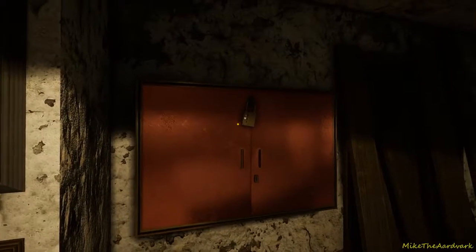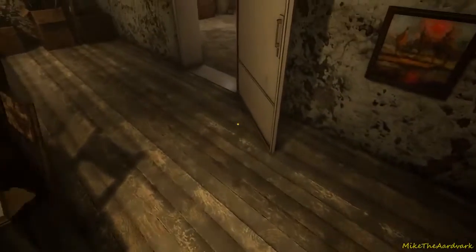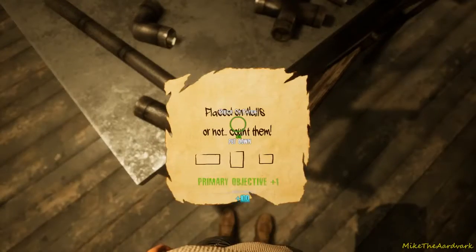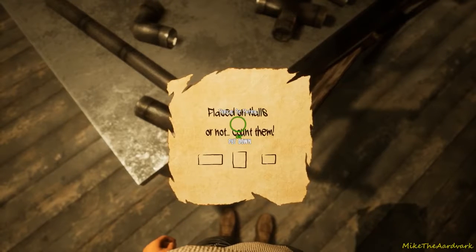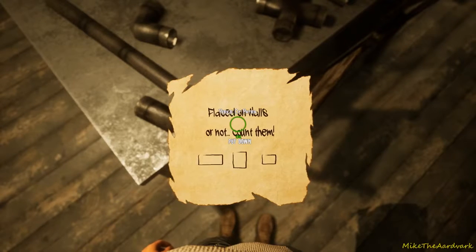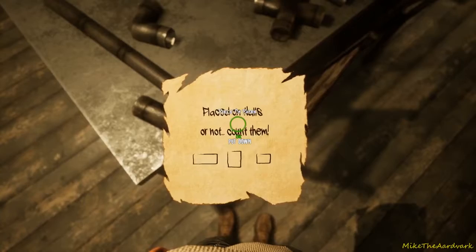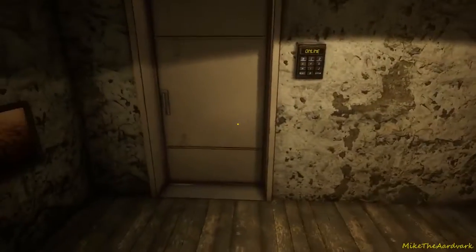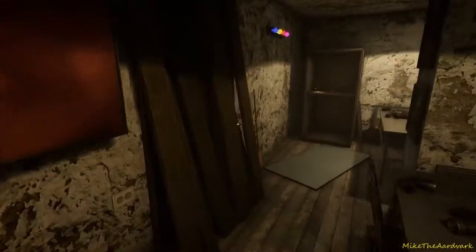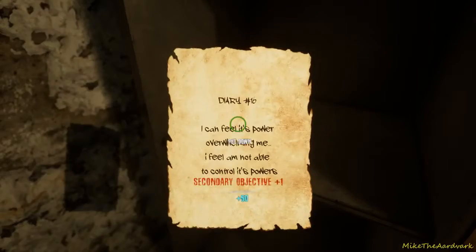The next puzzle involves opening this lock. The hint here says that you count the number of landscape paintings for number one, portrait paintings for number two, and square paintings for number three. I can feel it.